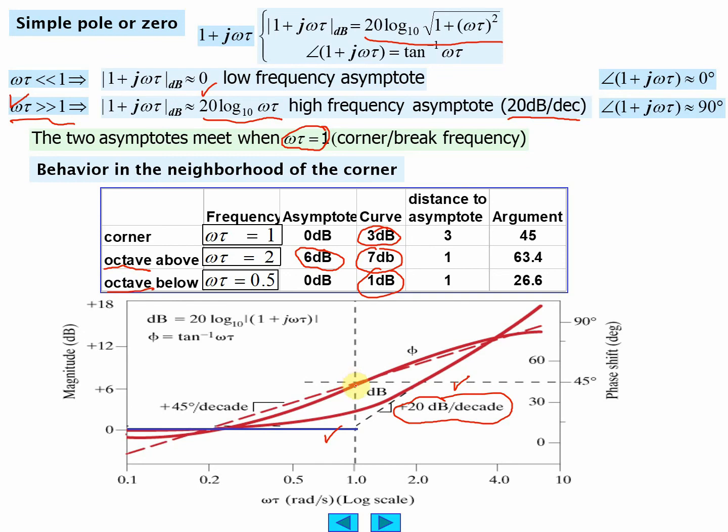This is the crossover point, kind of where the two asymptotes meet. And the real curve would be given more like this red curve right here of this network.